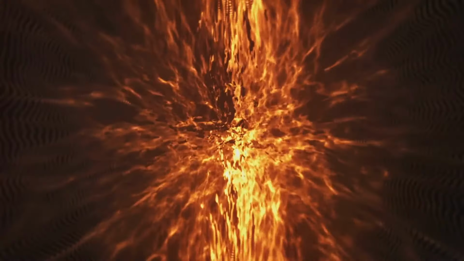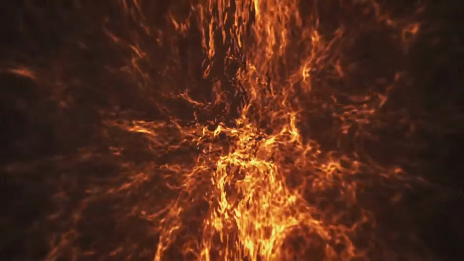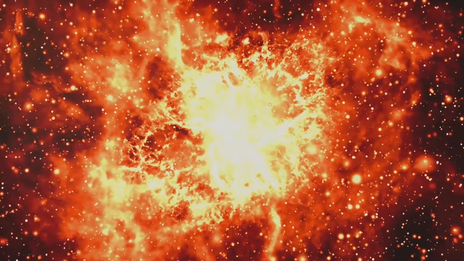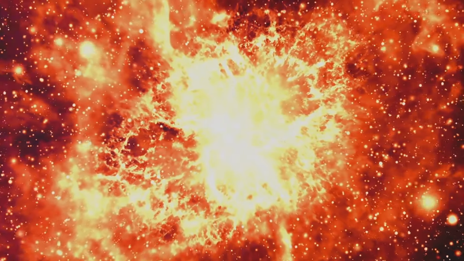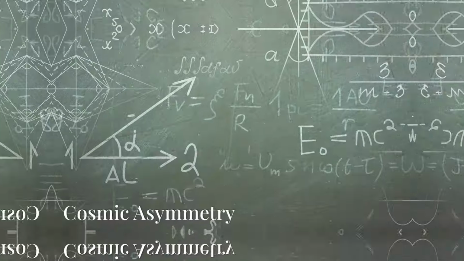When matter and antimatter come into contact, something incredible happens. They annihilate each other. This means they destroy each other completely and release a huge amount of energy. This annihilation process is why we don't see much antimatter around us. If it were here, it would quickly disappear when it meets matter.